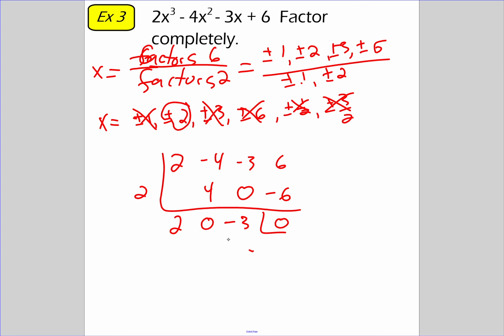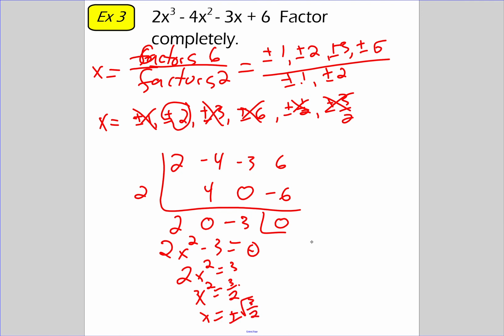And what we're left with is 2x squared minus 3. We can set this equal to 0 and solve by taking square roots. So x equals plus or minus the square root of 3/2. So we end up with x minus 2 times x minus the square root of 3/2 and x plus the square root of 3/2. And I'm not worried about rationalizing either of those.